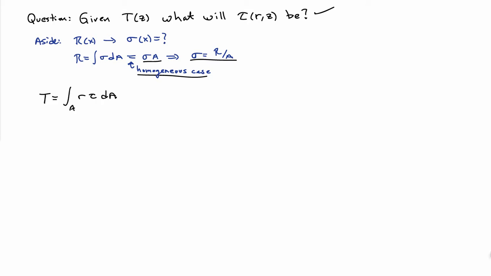Let's start with the basic relationship that says the torque is equal to the radial position times the shear stress, integrated over the area. Let me first substitute in the constitutive law: the shear stress tau is equal to G times gamma. Now we can substitute in for the shear strain, which is r d phi dz. So we end up with r squared times the shear modulus times the twist rate, integrated over the cross-sectional area.